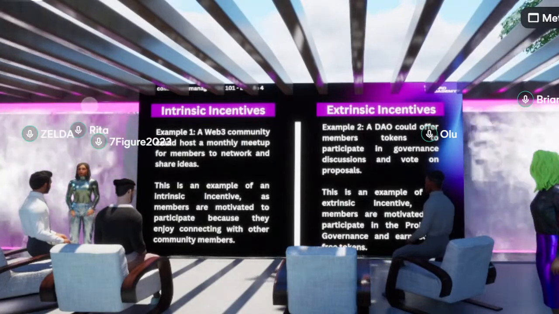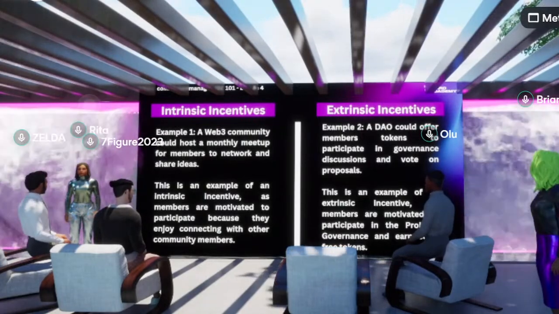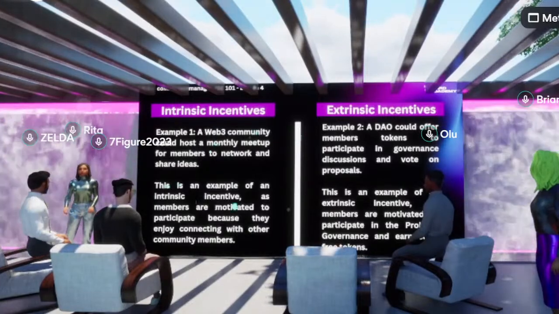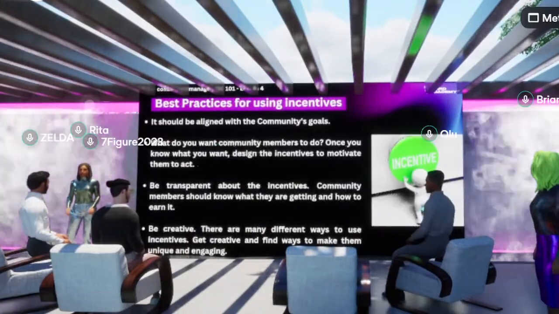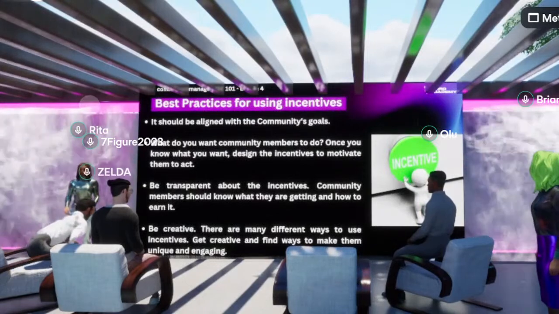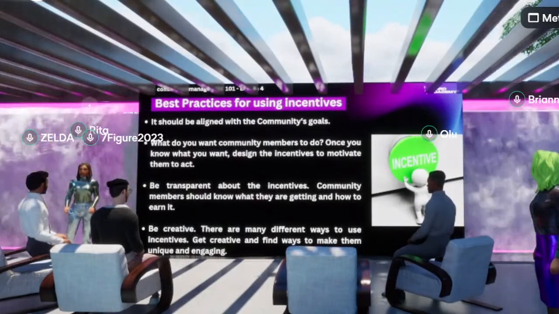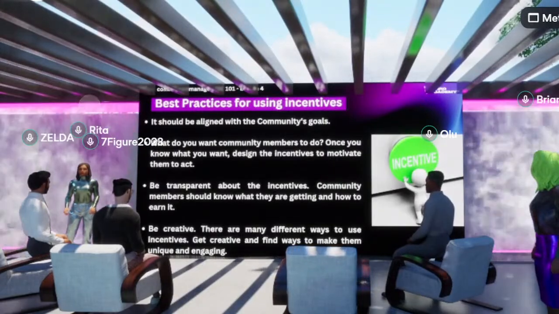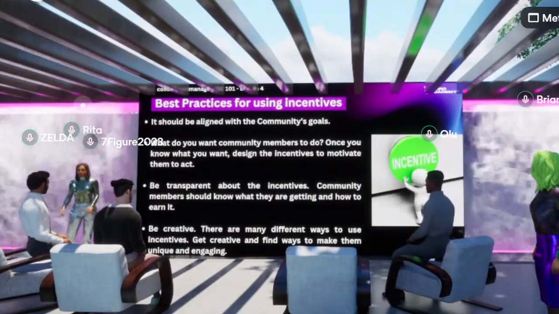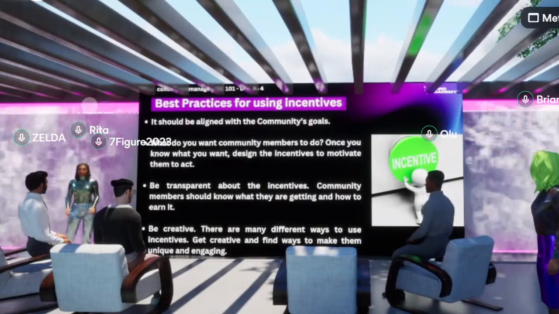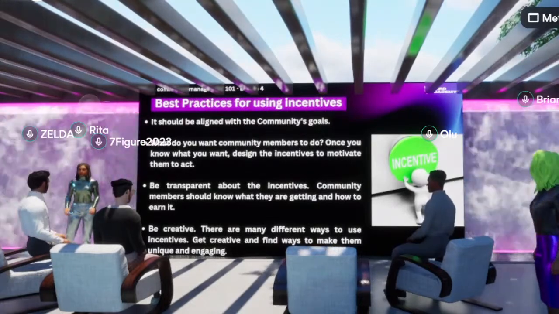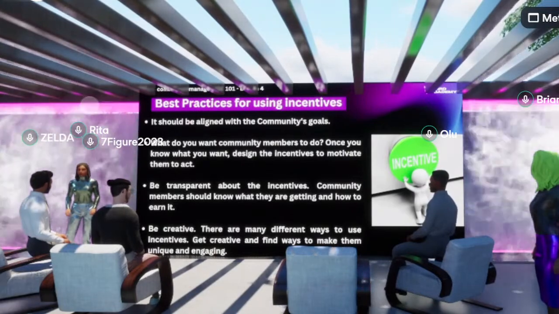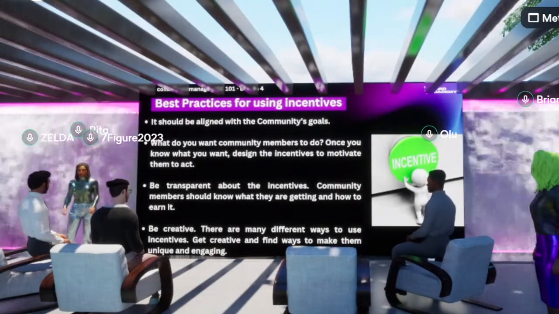Now let's look at some of the best practices. Let's move on to the best practices. So the first thing you want to make sure of when using incentives as a community manager, now that you understand the different types of incentives, is that at any time in your journey, feel free to come back to this lesson to refresh your memory on the type of incentives to use if you want to motivate members, right?